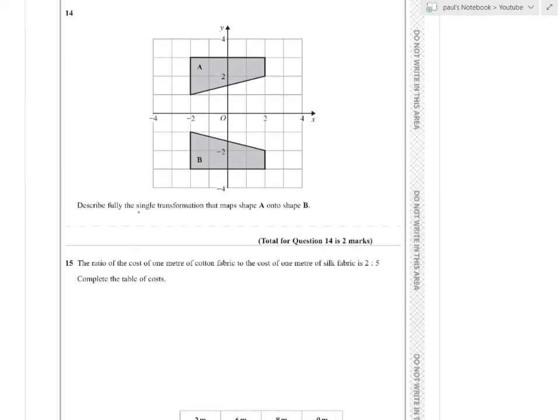Describe the transformation that maps shape A onto B. It's a reflection in the x-axis.